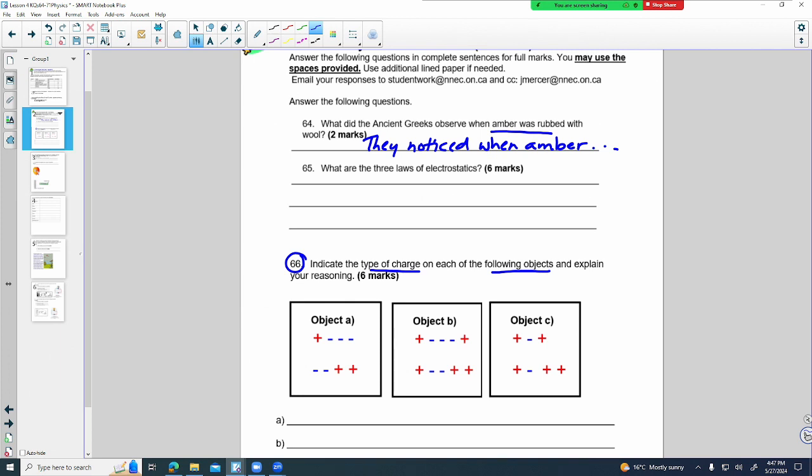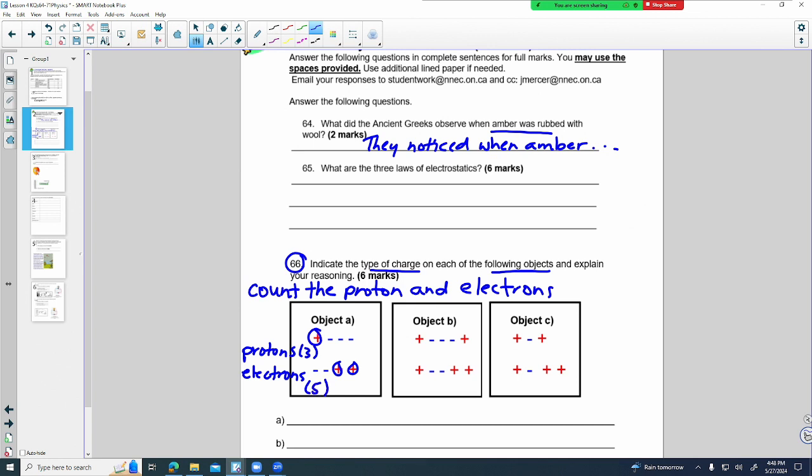Just look at the type of charge these objects might have. So object A, I want you to count the protons and electrons for each object. So object A has 1, 2, 3 protons. So protons, you have 3. And then electrons, 1, 2, 3, 4, 5. So electrons, you have 5.